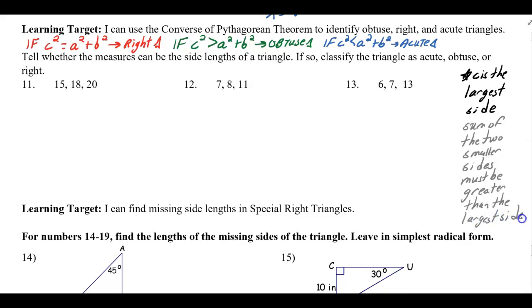Otherwise, you cannot make a triangle. So if we look at problem number 11, the 20 is the biggest side. 15 plus 18 is indeed bigger than 20, so a triangle exists. If I were to look at problem 12, 11 is the biggest side. 7 plus 8 is bigger than 11, so a triangle does exist.